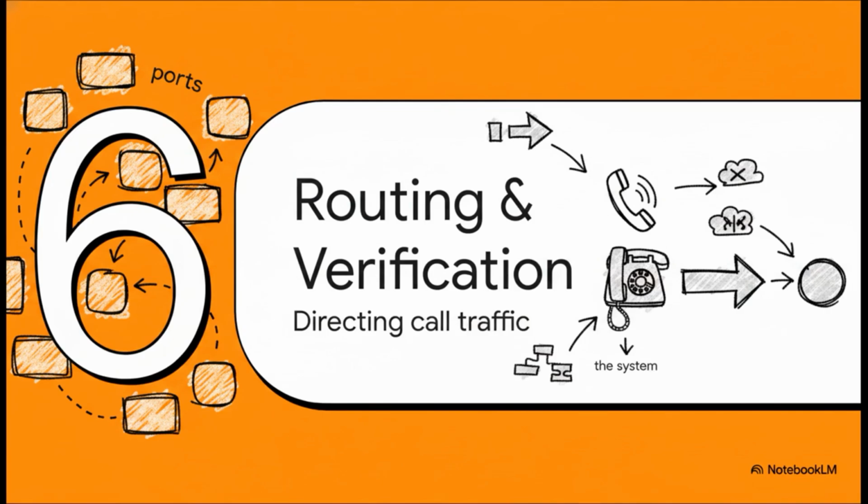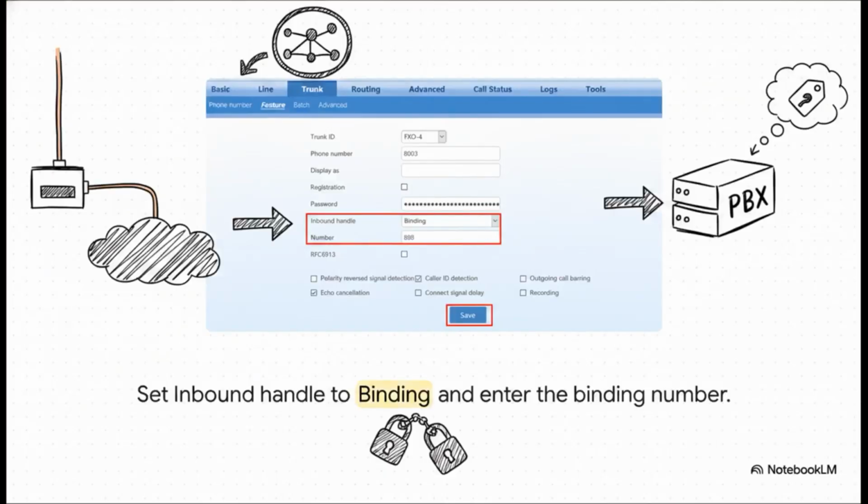We are in the home stretch. Section 6, Routing and Port Binding. It's time to logically route these calls through the system so traffic actually flows exactly where we want it to go. If you're bringing in outside analog lines to your PBX using FXO ports, you've got to configure port binding. Over on the gateway's trunk settings, select your FXO port and flip the inbound handle dropdown over to binding. Then just specify the binding number. We'll use 888 here. What this does is effectively grab any call coming in on that physical copper line and slap an 888 label on it so the PBX knows exactly how to handle it.